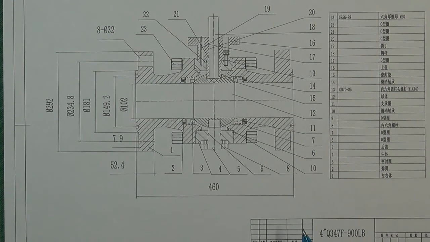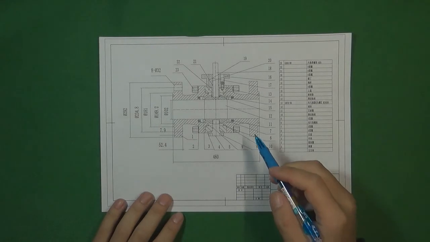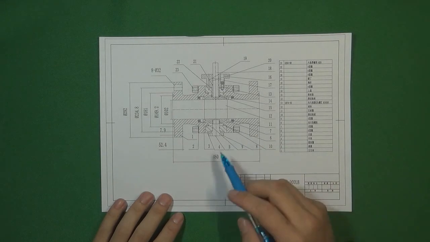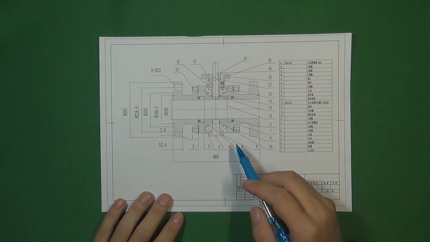So that is the basic principle of how to use ASME B16.10 to find out the correct valve length for our design. I hope you already understand.